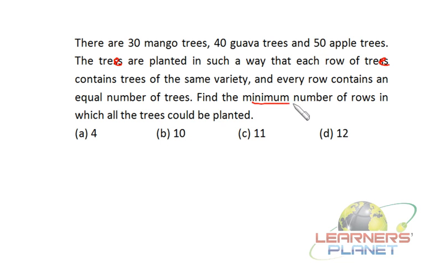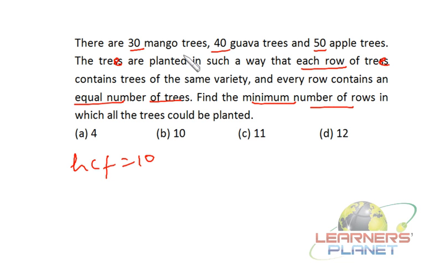Since we have to find out the minimum number of rows, that means we have to plant the maximum number of trees in a single row. Now one more condition is that each row should contain an equal number of trees. Okay. That means precisely we have to find out the HCF of 30, 40 and 50. Definitely it will be 10.